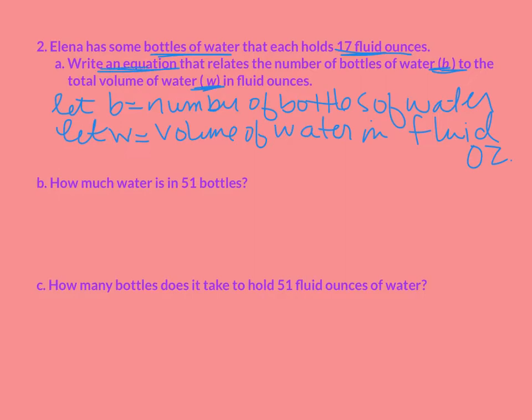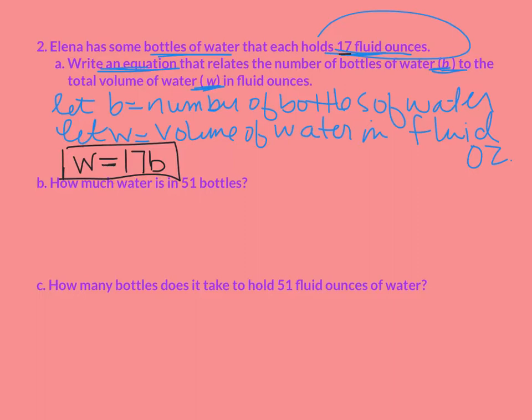And therefore, we're now writing an equation. We know each bottle holds 17 fluid ounces. So why don't we start out by saying that the total volume of water, W, is going to be equal to the number of bottles times 17. So it would be 17B. So there is one equation. You only have to write one, but I just want you to be familiar with both of them.